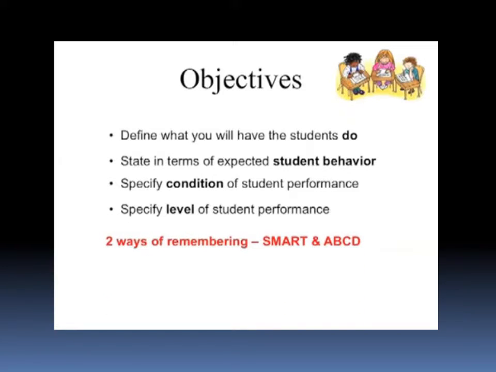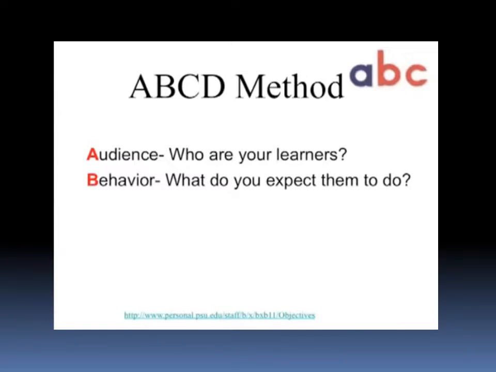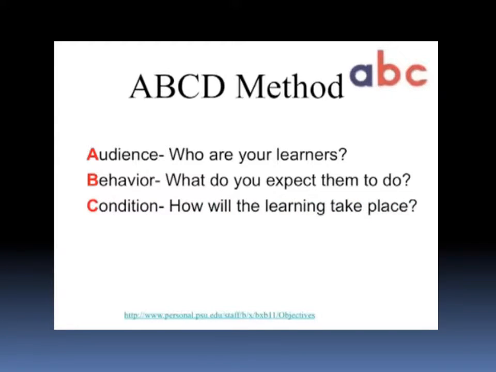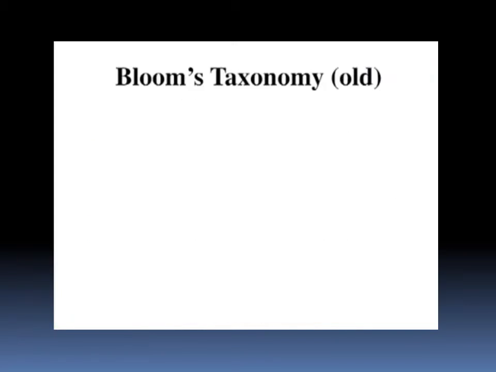There are two ways of remembering how to write an objective. One is SMART and one is the ABCD. By the way, those are two acronyms that we're going to use here, and we've already used a SMART. However, there are other ways to remember how to write an objective. So the ABCD method. A stands for audience, who are your learners. B, the behavior, what do you expect them to do. C, the condition in which the learning will take place. D, the degree, how much will be accomplished, or to what level, or to what extent.